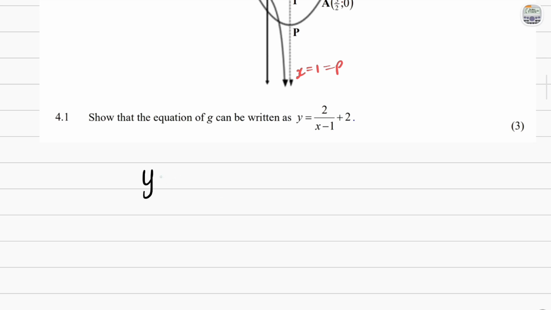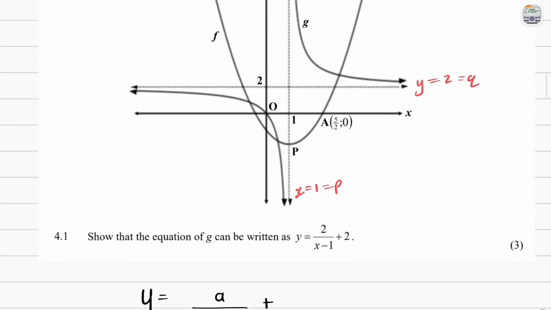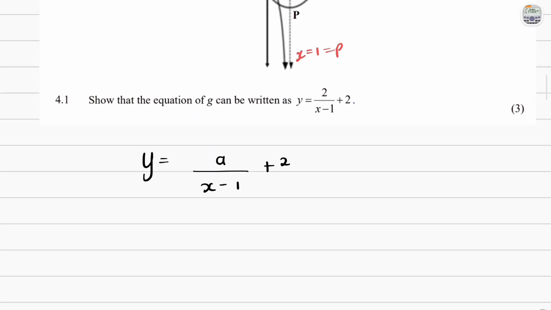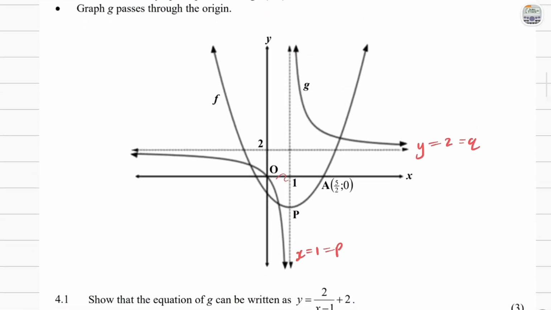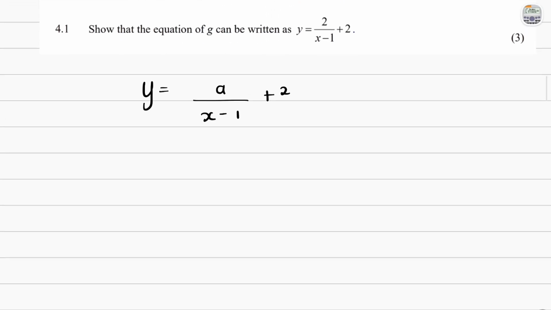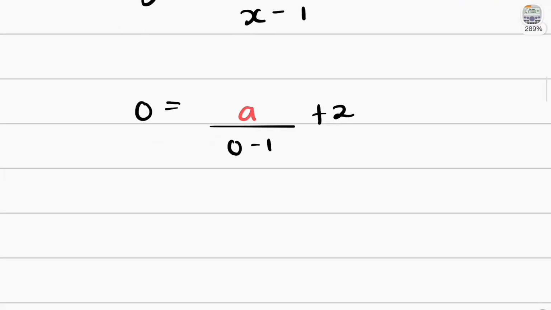We know that this should be y equals a over x minus p, but we can see that p is 1, so minus 1, plus q, and that is 2. And so all we need to do is substitute one point in place of x and y. If those are filled in, we can solve for a. So do we have a point on this graph? Yes, we have the origin, and it's perfect to substitute the origin in this case because it will actually work. So 0 and 0 as x and y, meaning 0 is equal to a over 0 minus 1, and then plus 2.